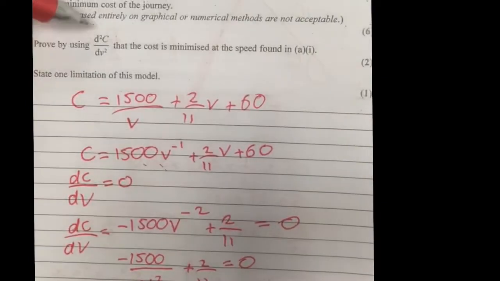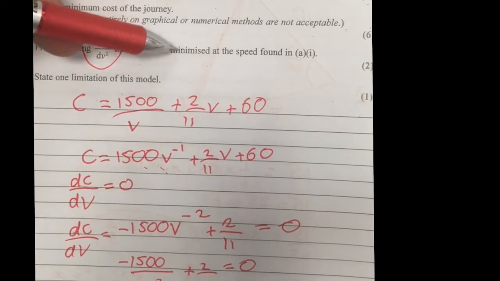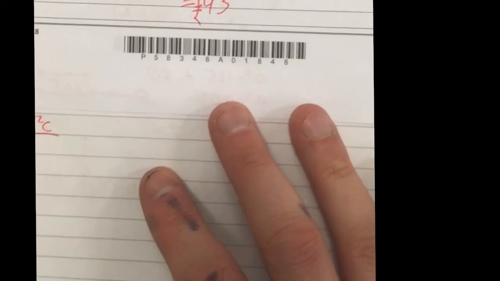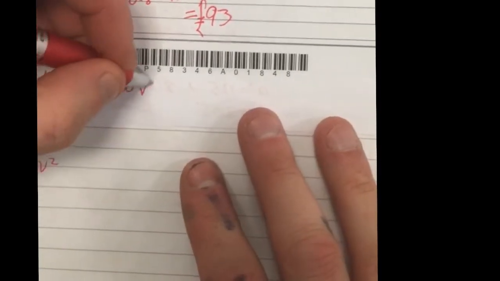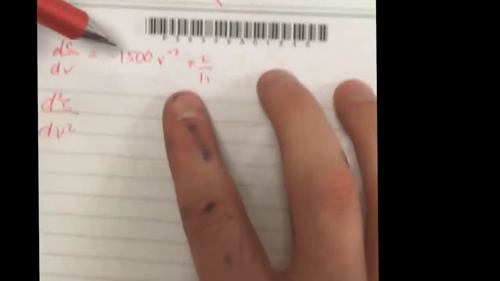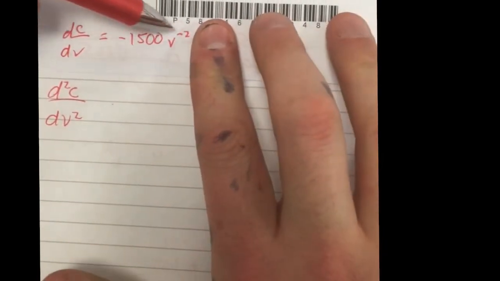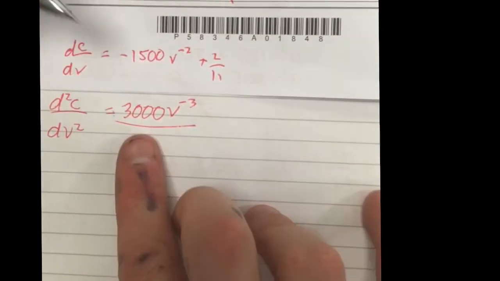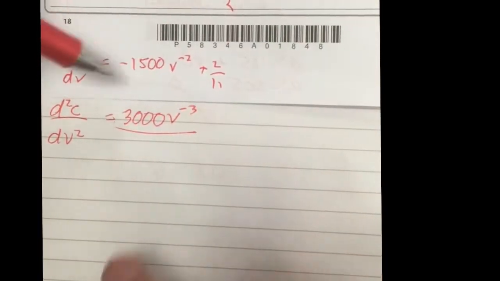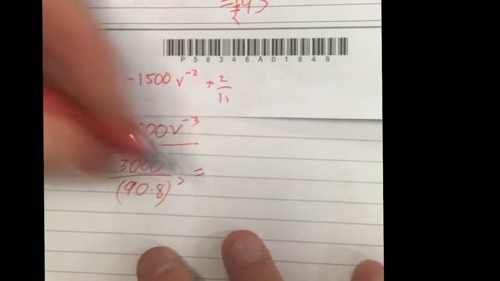All right, part B, prove it's a minimum. Hopefully you remember from differentiation, to prove it's a minimum, the second derivative, it even tells you the second derivative, should be a positive number if it's a minimum. So we're going to find d2c by dv squared, remembering dc by dv was minus 1,500 v to the minus 2 plus 2 over 11. Differentiate that again, this is going to disappear, times by the power, so we get 3,000 v to the minus 3. That's already positive. If we put in 90.8, which we should, 3,000 over 90.8 cubed.